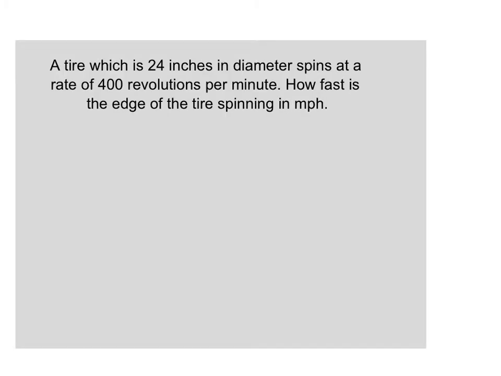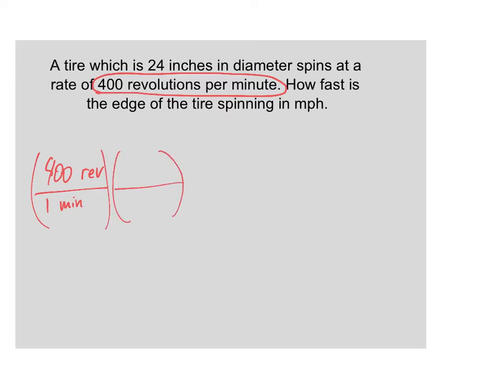All right. This kind, you're trying to change something from RPMs, revolutions per minute, into miles per hour. Everybody start by putting 400 revolutions per minute, and I'd put 1 just to make it clear: 1 revolution per 1 minute. And then I would try to think of, how do I get these units to change? Eventually, we want miles per hour at the very end. So you've got to multiply by a bunch of conversion factors.